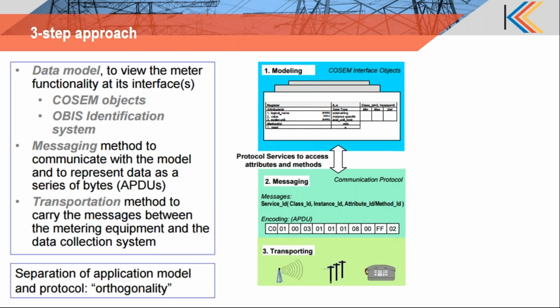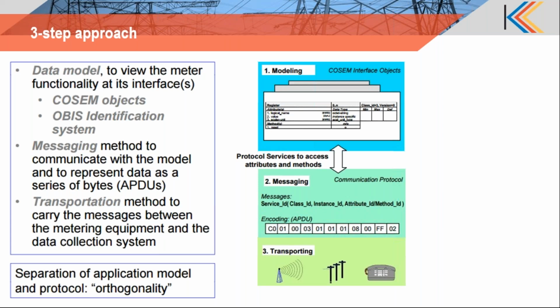Each of these layers is tightly coupled with a particular application segment. For example, the data model is tightly coupled with the metering domain. So it has the interface classes, the COSEM objects, and the object identification system defined in the data model layer. That covers all the metering data of all types of meters. That means electricity meters, gas meters, water meters, and heat meters.